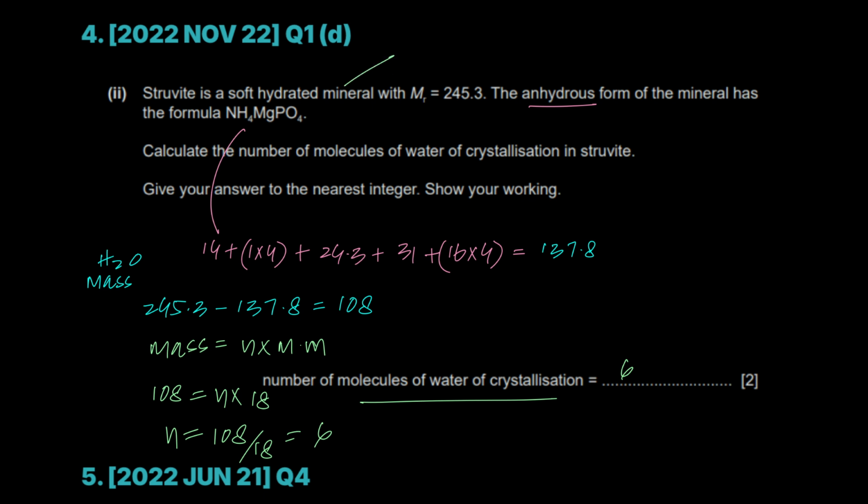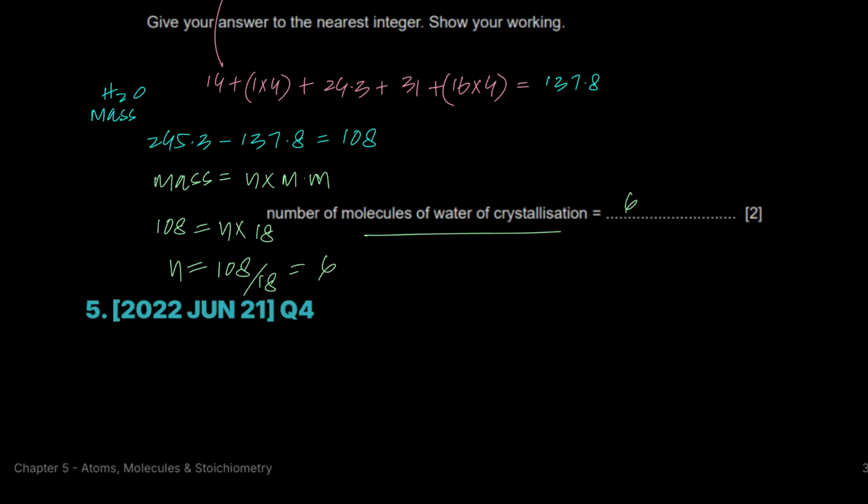Basically, the hydrated mineral would look like NH4MgPO4 dot XH2O, and this X is 6, which we have calculated. Done. Easy peasy lemon squeezy. It's very simple. I just calculated the MR without water and with water. Moving on to the next question.